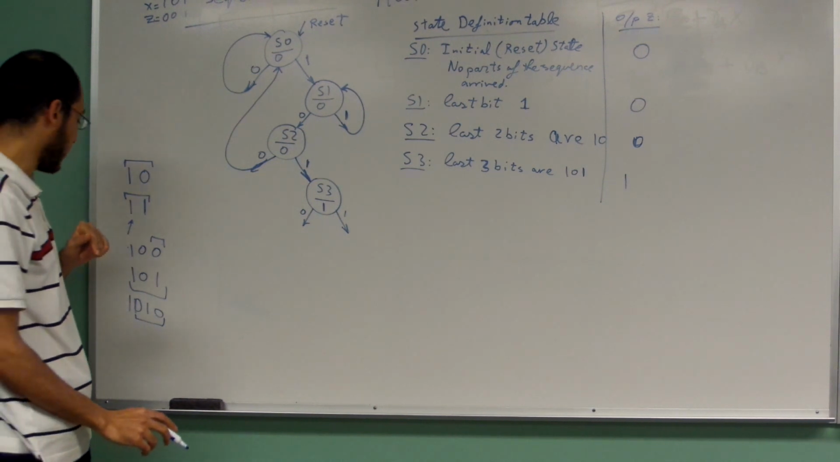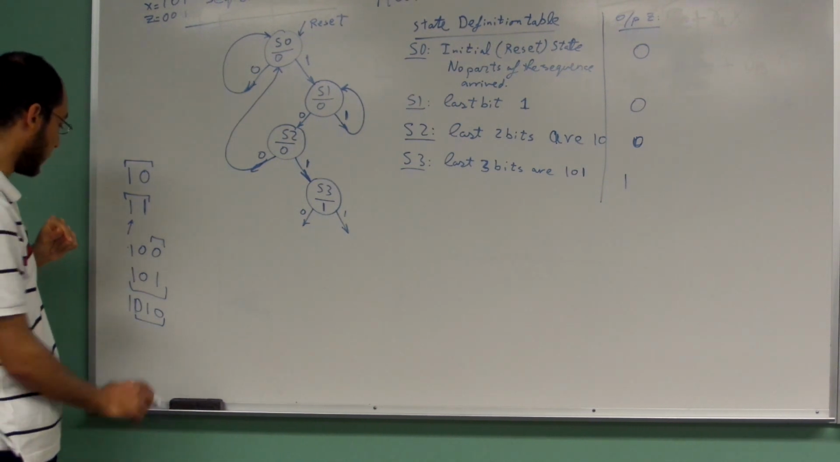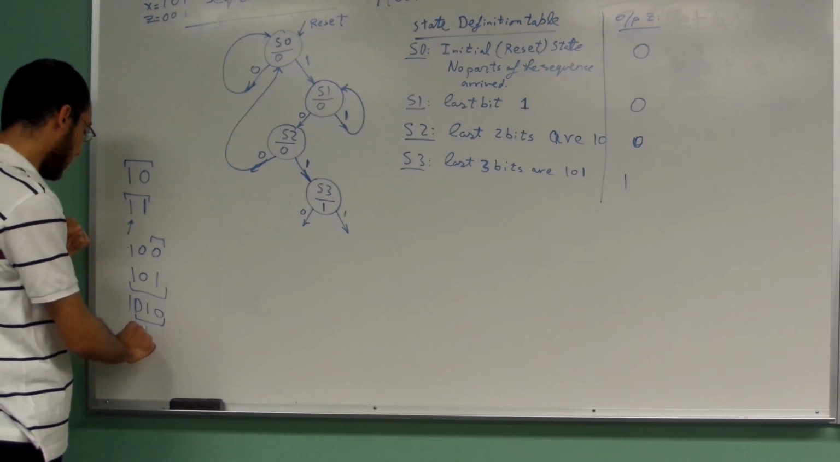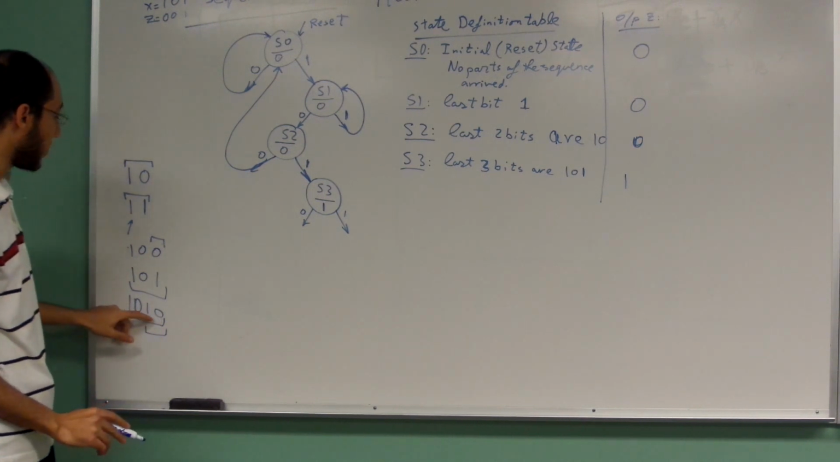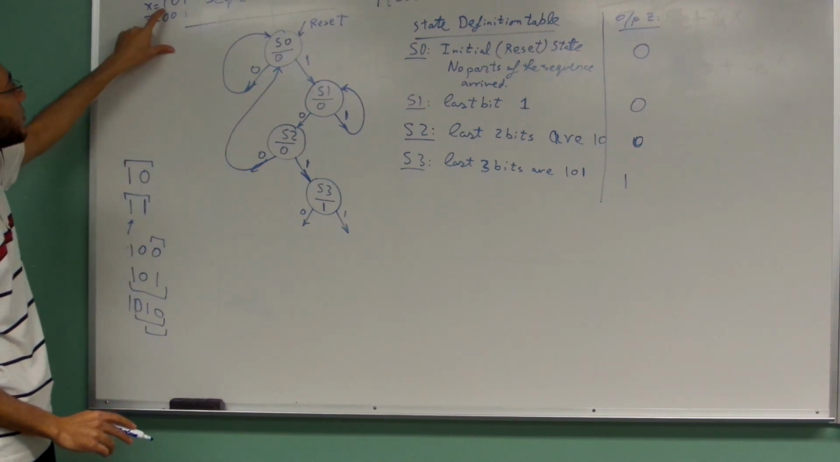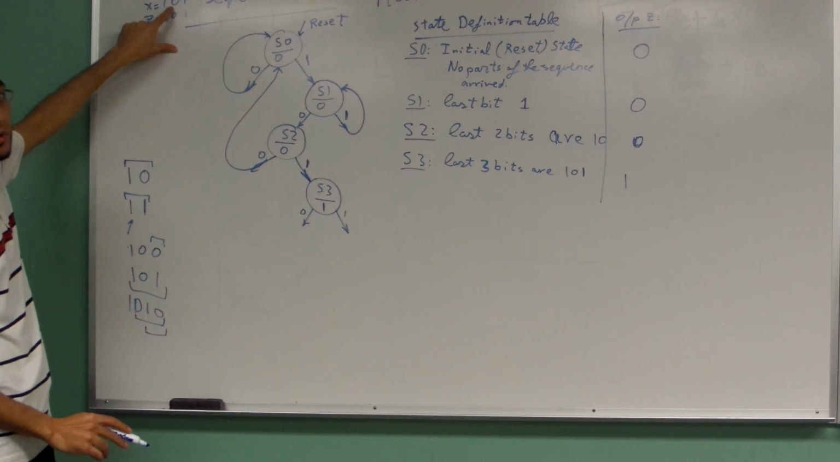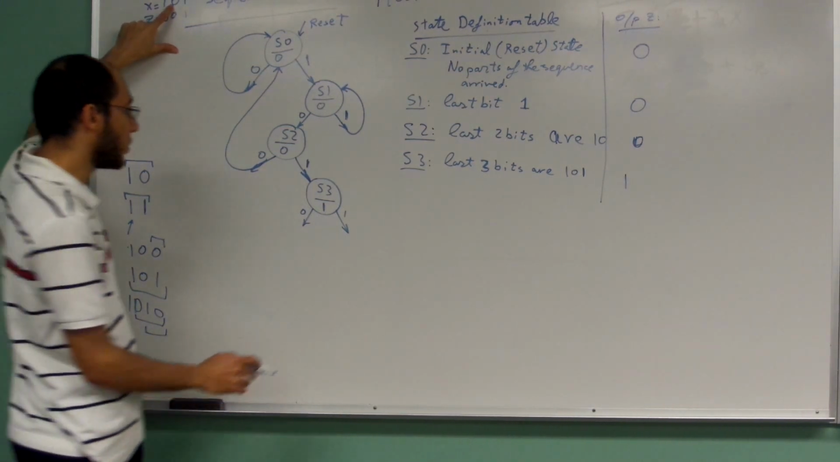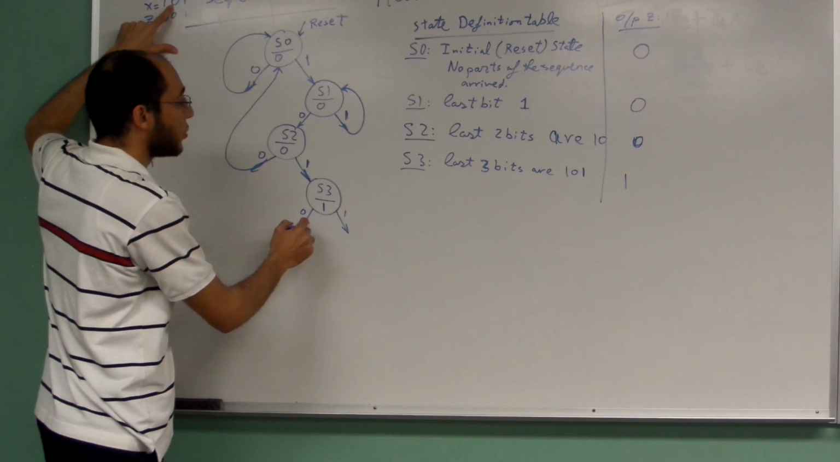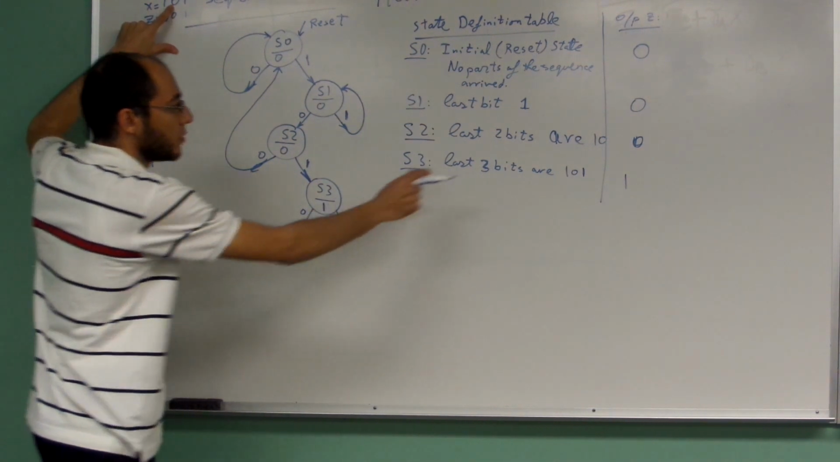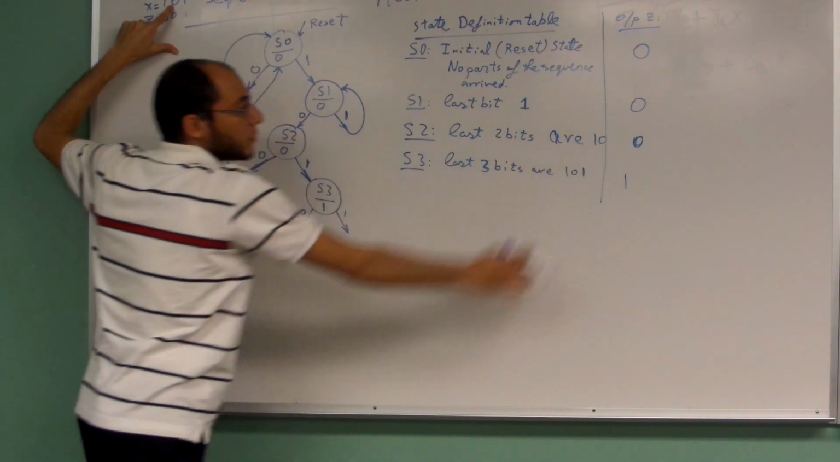None of them is a part of the sequence that I'm looking for. Okay? So let's look at 1, 0. Is 1, 0 a part of the sequence that I'm looking for? Yes, 1, 0 is a part of the sequence that I'm looking for. Okay? And this is why I need to go to, where is 1, 0? This is 1, 0. Okay?